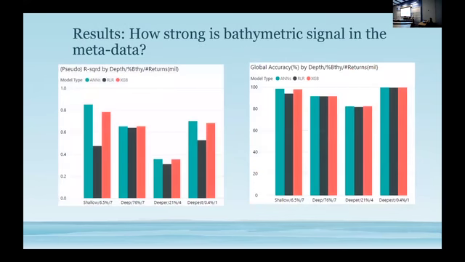So finally, to get to some of the results: how well are we fitting? At this point, all I'm trying to do is measure, with this metadata that I have, how much signal is in there for predicting bathymetry. If the R squared was 0 in all of these, then it's pointless to continue going on.